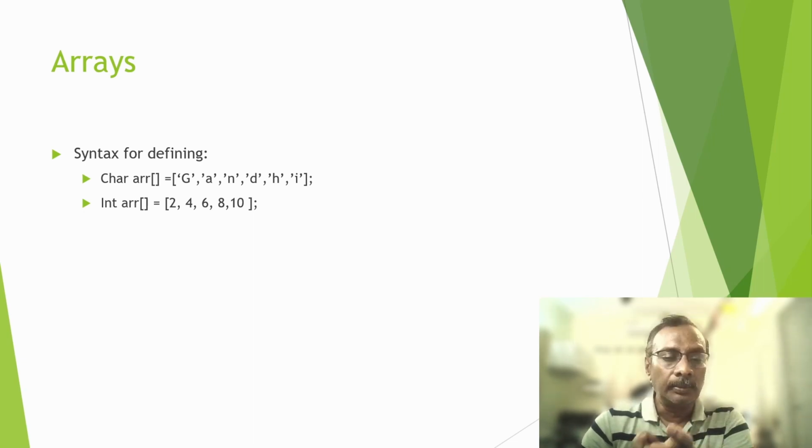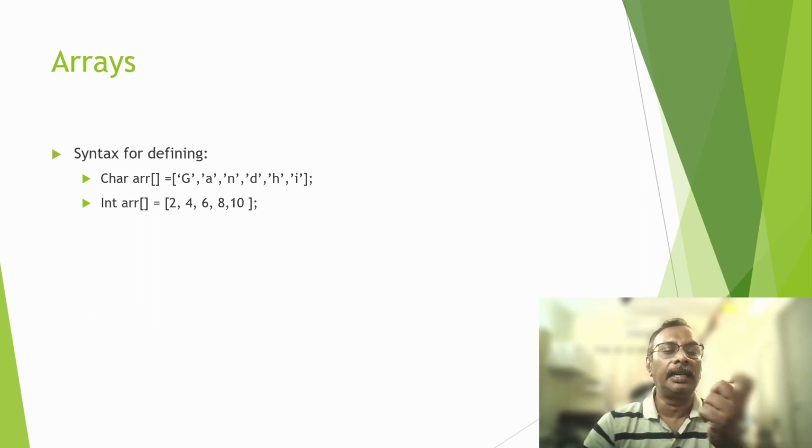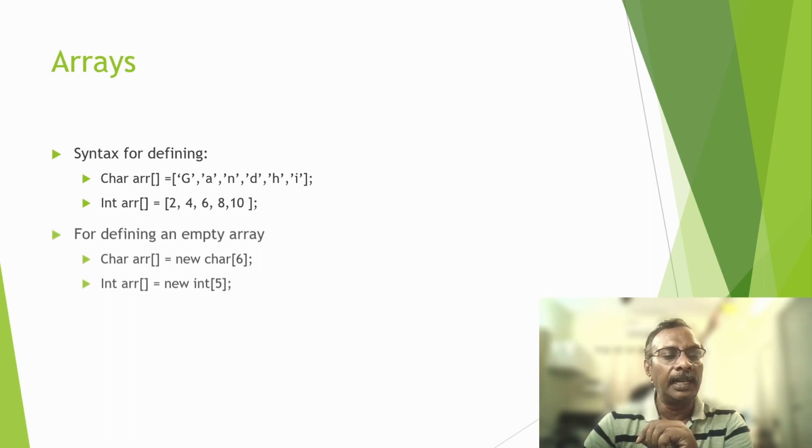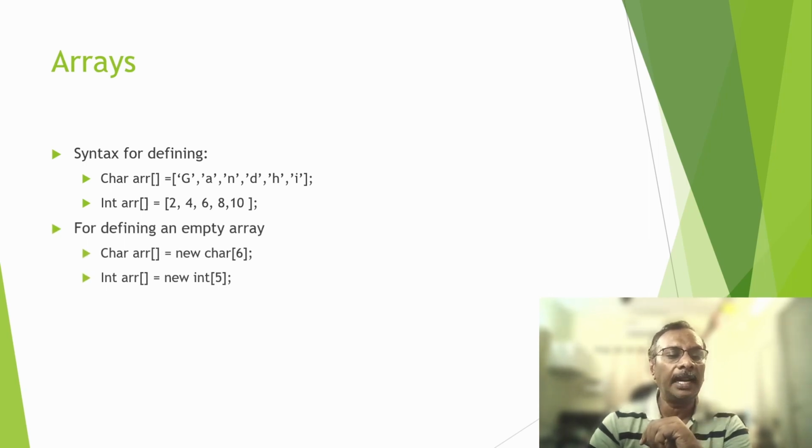Right? Now, if I want to create an empty space and take the elements from the user and store them in the array, in that case I want to define the array differently. We define it like this: new is the keyword to allocate memory. New char of, new is a keyword to allocate memory. So dynamically it will allocate memory of the provided size.